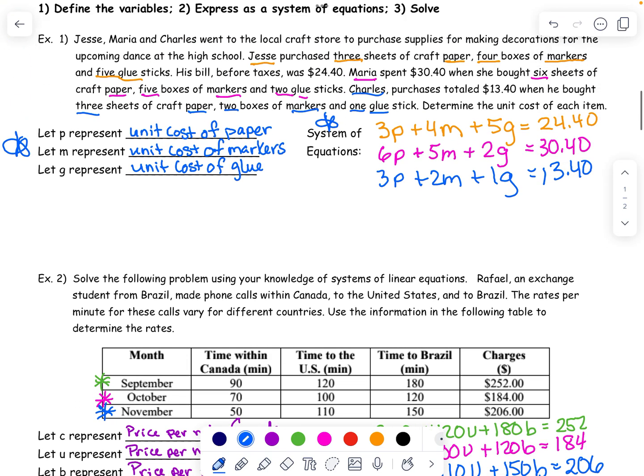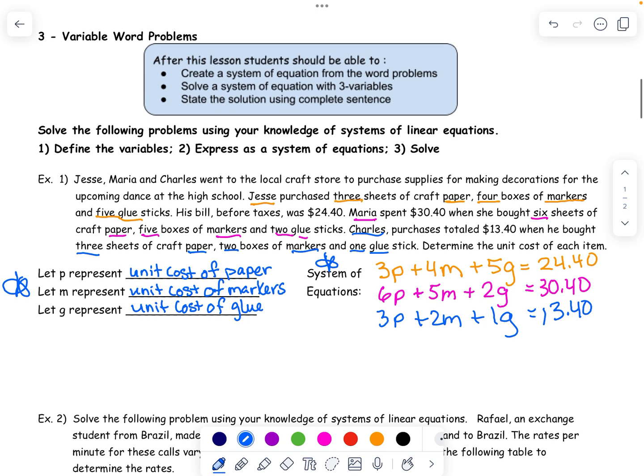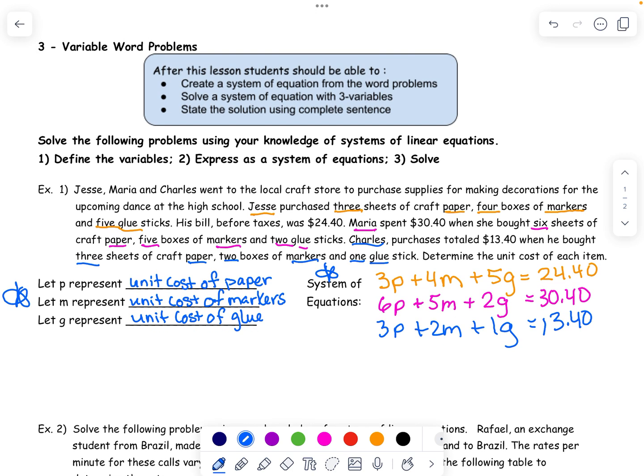And so what I'm doing on this video is I'm just going to do the basic setup. If you guys need some extra help solving these, I suggest you guys come in and see me.